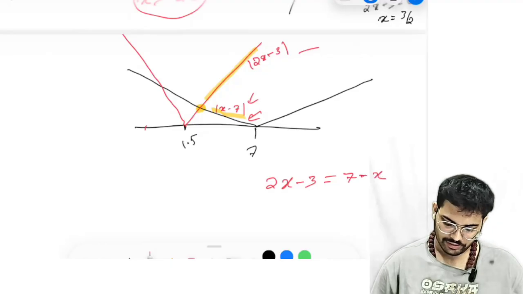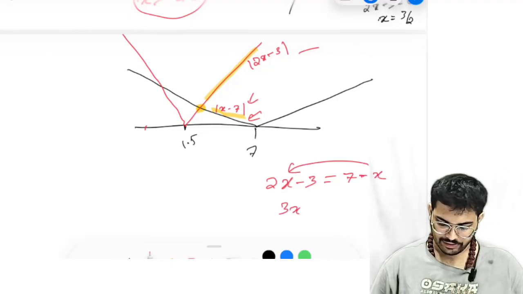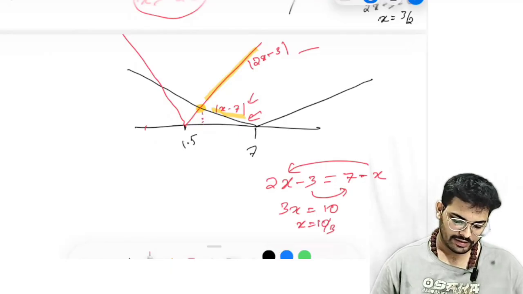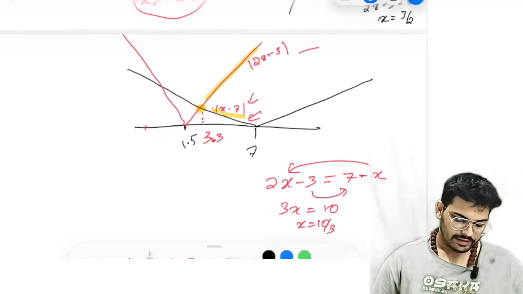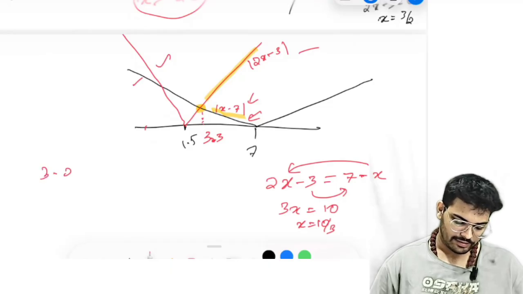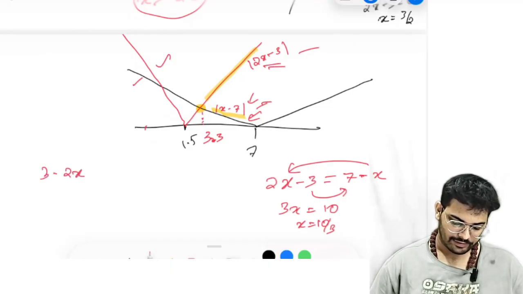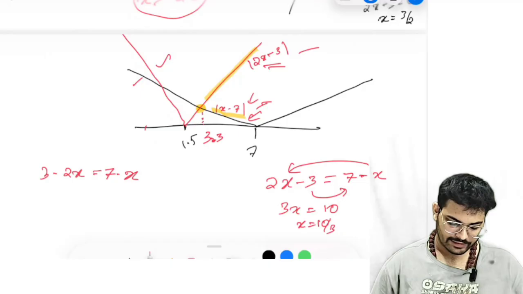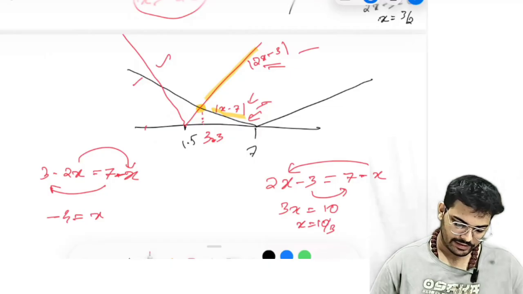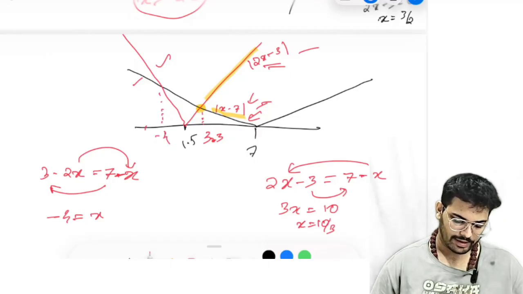Now when you solve this one, this x will be coming here, 3x equal to, this will be coming here, it will be 10, x equal to 10 by 3. That is approximately 3.33. Now this value we need to find. In this case both the graphs are negative, that is 3 minus 2x, negative of this equal to negative of this, that will be 7 minus x. Now when you bring this value over here and this over here, minus 4 equal to x, that means this point is x equal to minus 4.